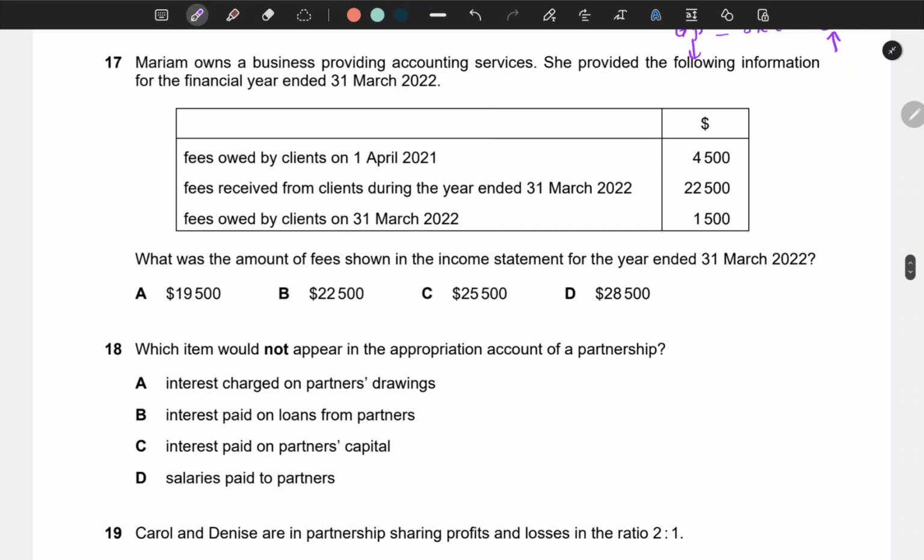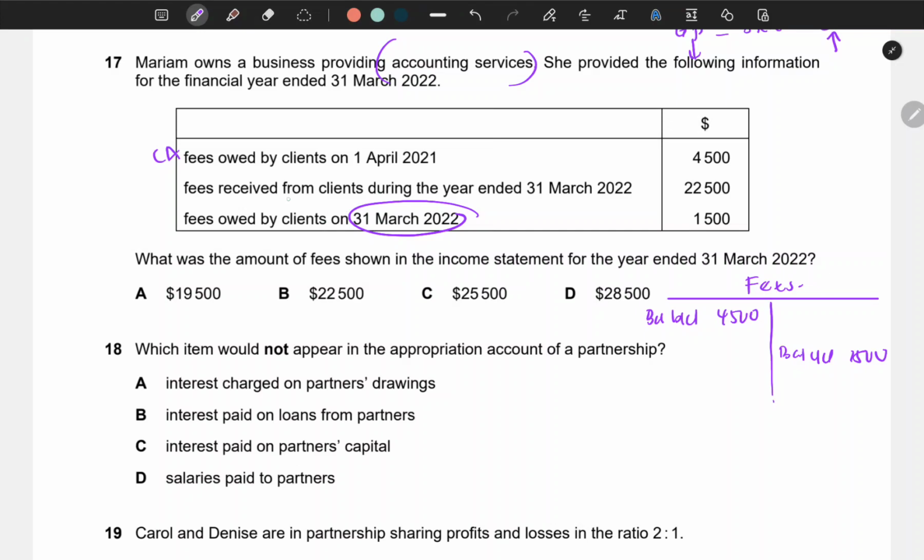So it is better to open a fees account. Because this is an accounting service, the fees is income. Fees owed by clients is accrued income, so it is a current asset. So the balance will be here, 4,500. Fees owed by clients will also be the balance carried down, because it is on the 31st March 2022.